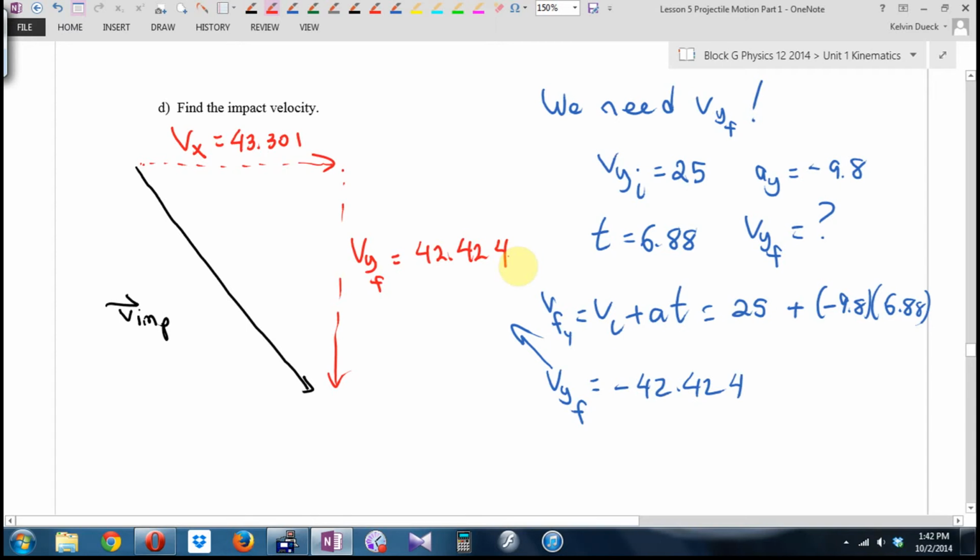Wait a minute, Mr. Dueck. What, Grayson? Where'd the negative go? Oh, I included it in the picture. Do I not have the arrow pointing down in the picture? I don't need it now; the negative would be redundant in the picture.